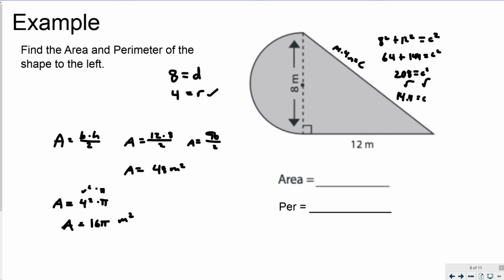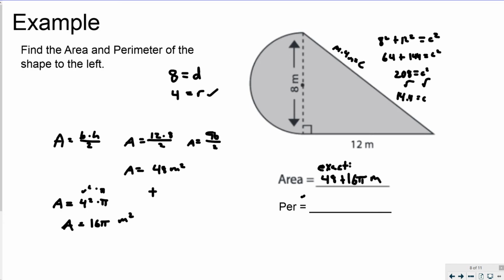If I'm actually going to add these together, I'm going to do the exact answer here, and then I'll have an approximate as well. The exact answer here is going to be written as 48 plus 16 pi meters squared. That is the exact answer, because you can't add 48 and 16 pi. Pi is like a variable that 48 doesn't have.